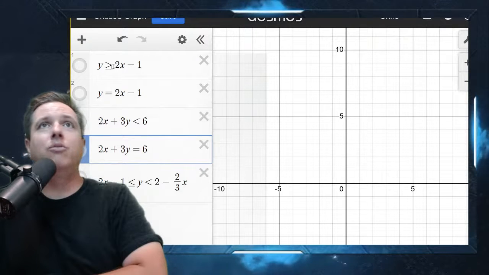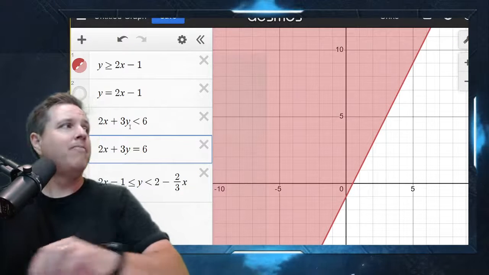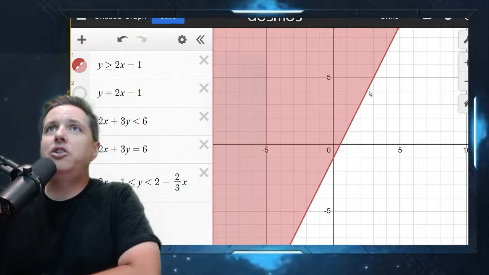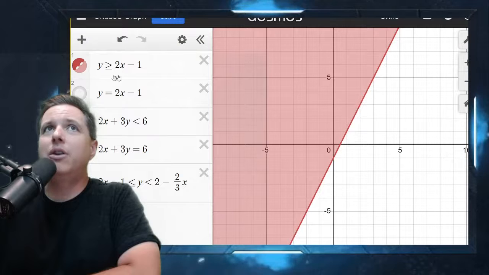Y is greater than or equal to 2x minus 1. So I'll kind of review how this works. This is what it looks like. You end up with a line and then a shaded region. So all these shaded points here are solutions to this top inequality, right?